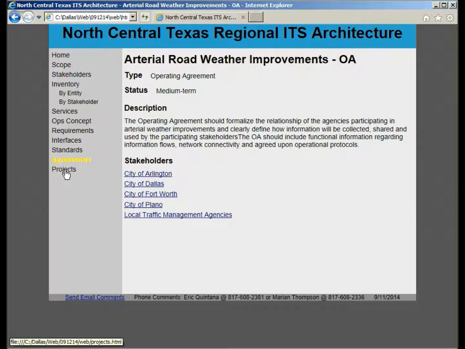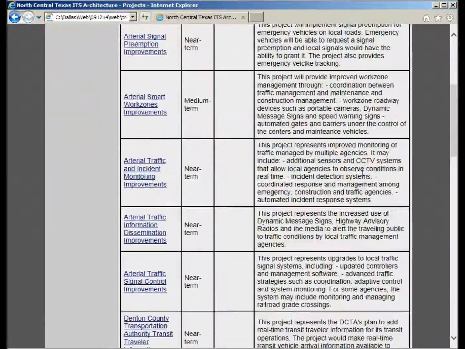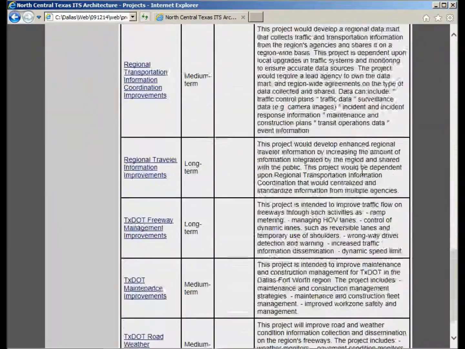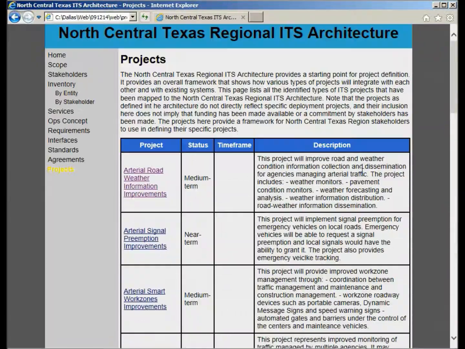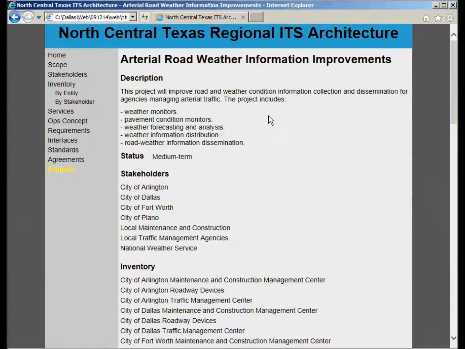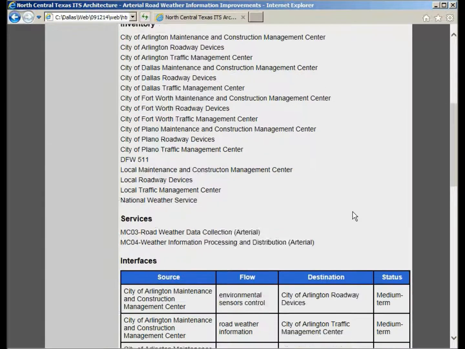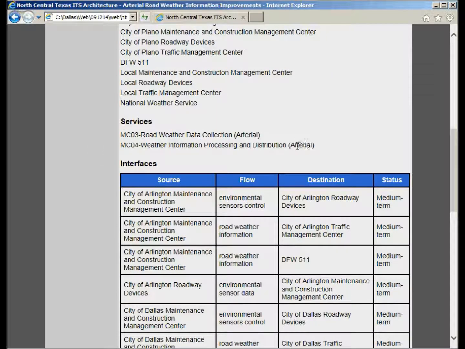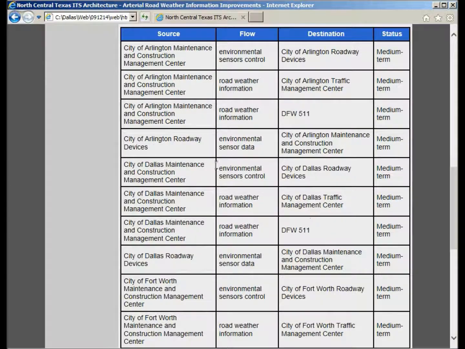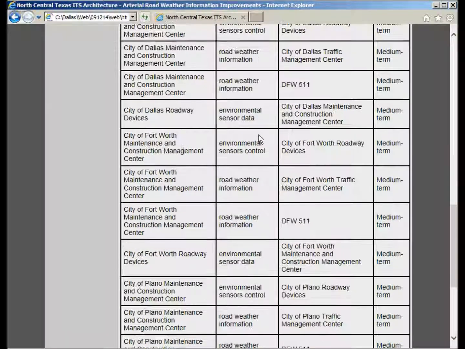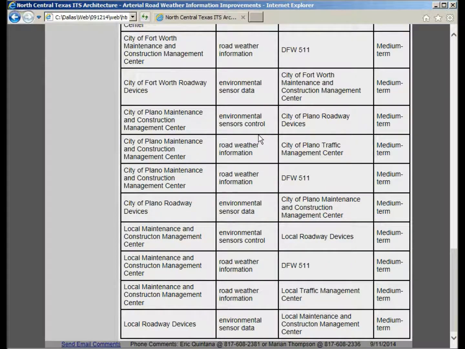The Projects button provides a list of all of the projects planned in the region. By clicking on a project, you get a description of the project at a high level, its status, the stakeholders participating in that project, the inventory that will participate in that project, the services that will be provided by the project, and all of the interfaces, meaning the information exchanges that may be developed during that project.